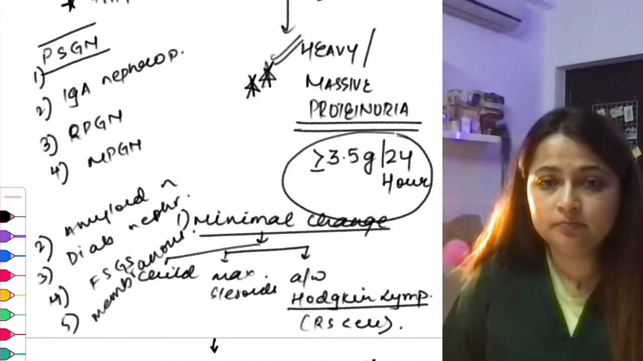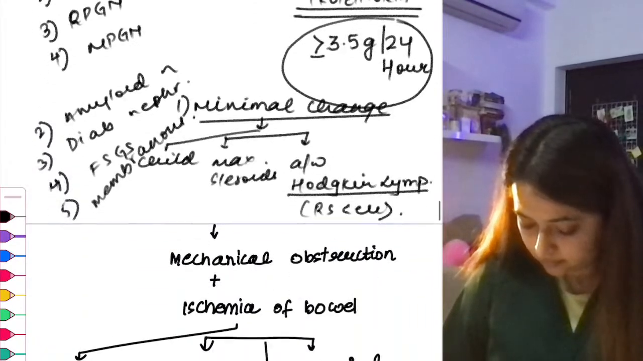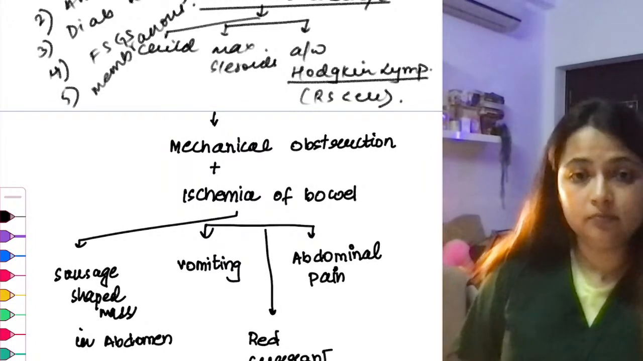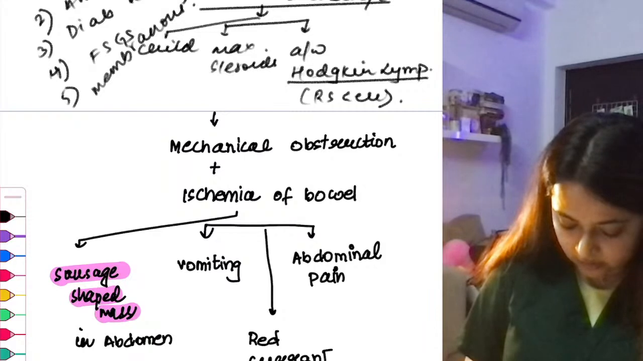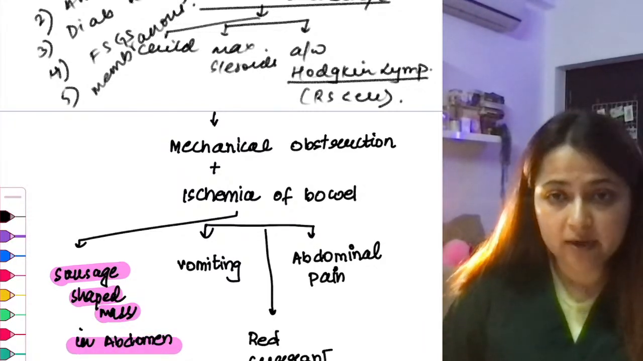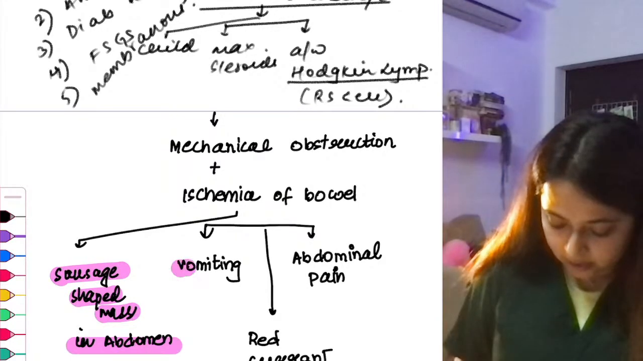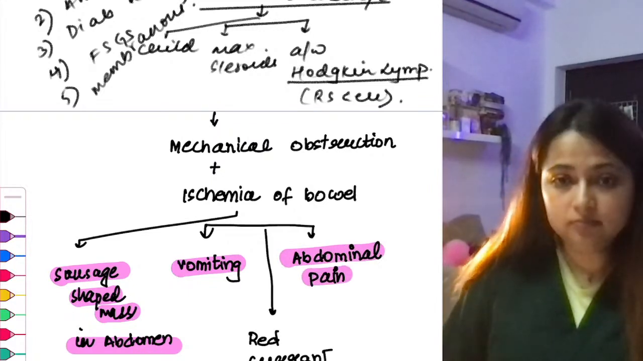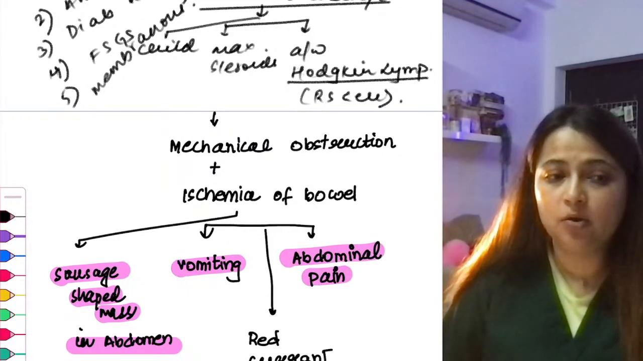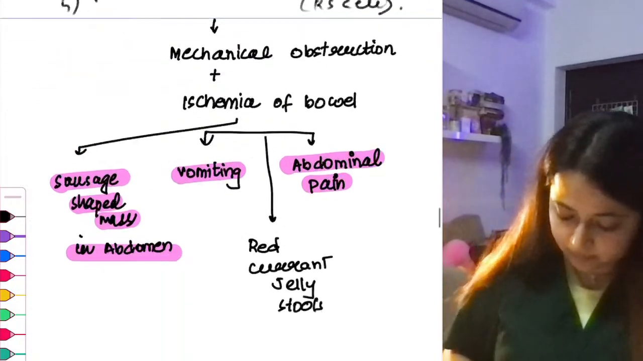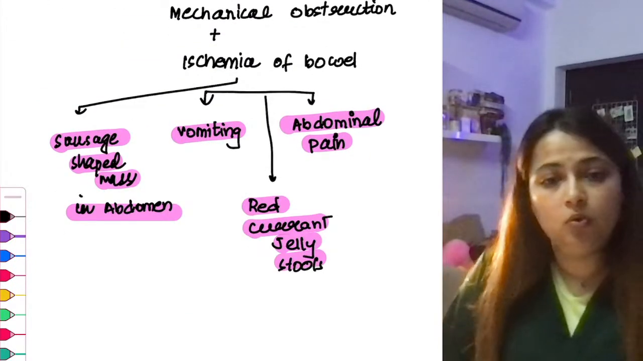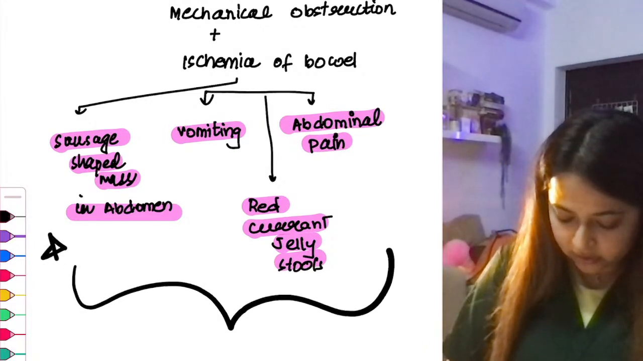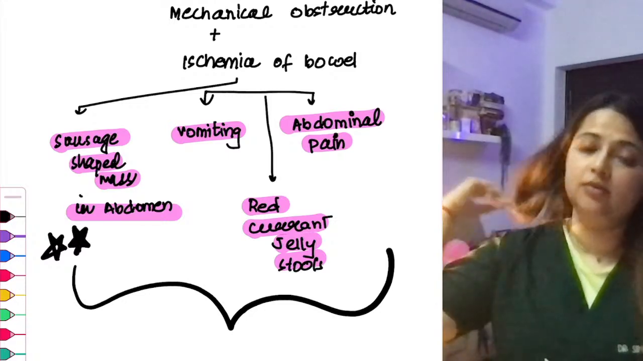Yes? Anyone? The answer to this question is red currant jelly. Okay? So number 1, if the question mentions a sausage-shaped mass in the abdomen, that hints towards intussusception. Number 2, vomiting in a child. Number 3, severe abdominal pain, because there is bowel obstruction and ischemia could happen. And a red currant jelly stool. Okay, so these are all the keywords regarding intussusception. So look for these keywords in the question if they mention intussusception.